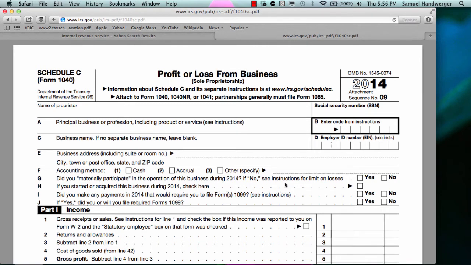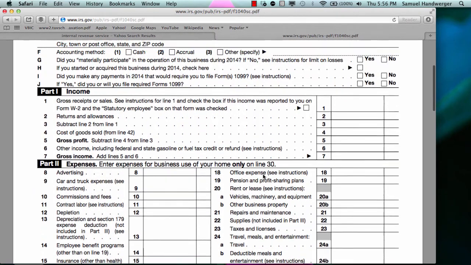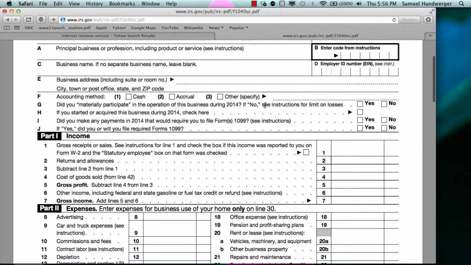Now, the rest of the schedule, we're going to cover line G later, about material participation. And see, it says if you started the business, you're supposed to check there. That way they know this is new. That's line H.